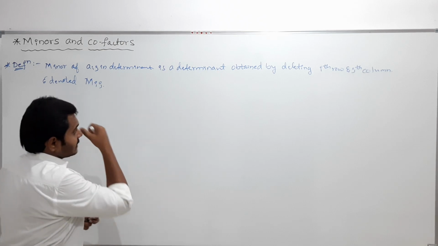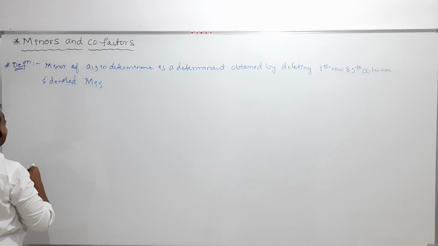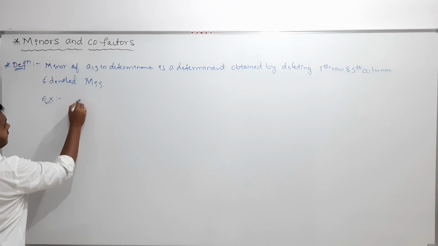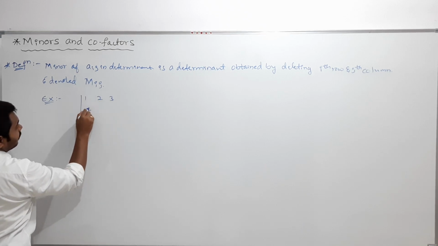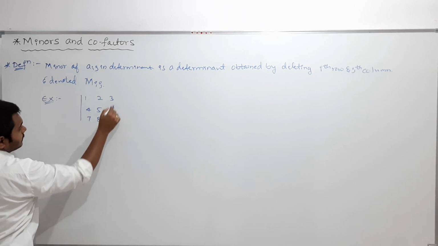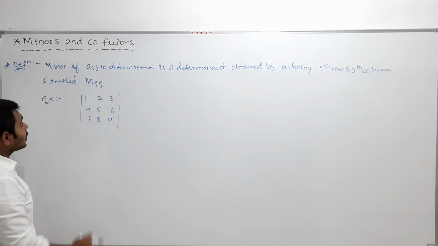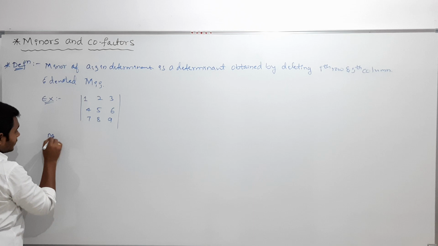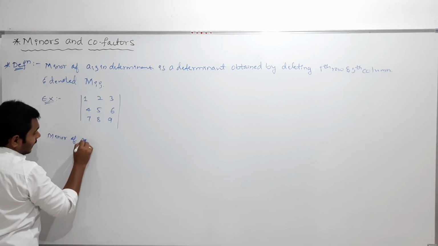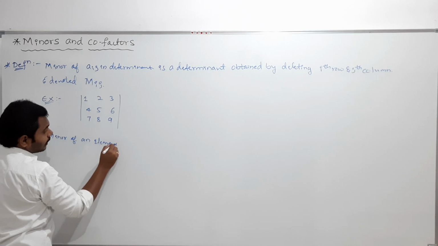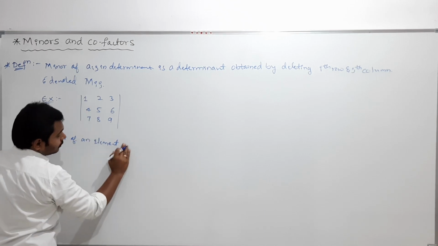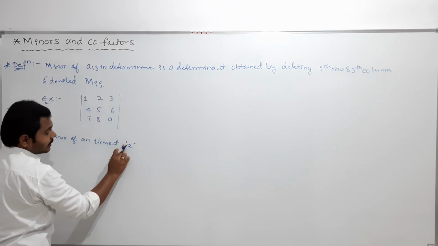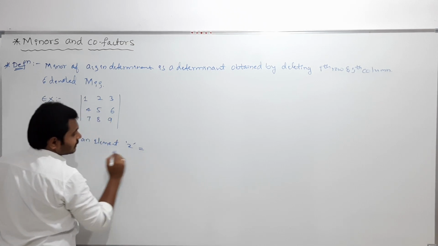So my dear students, first I will consider, for example, one example I am going to take here. One determinant I will consider: 1, 2, 3, 4, 5, 6, 7, 8, 9. So in this determinant, if I want to find the minor of an element, here we can take 2. So if I want to find the minor of this element, so the minor of this element is equal to, my dear students.